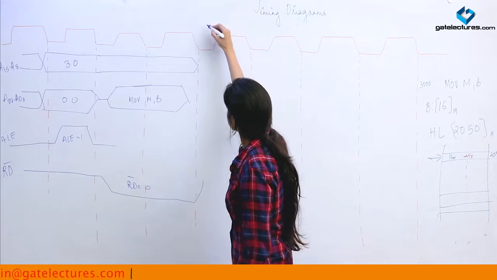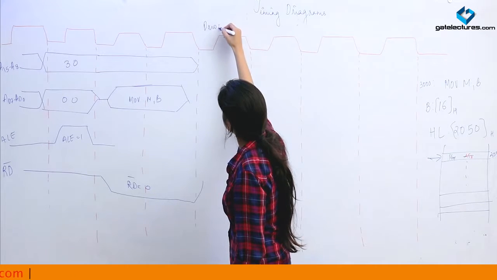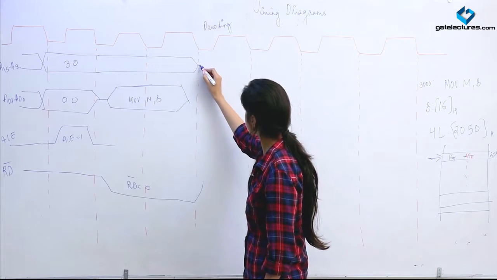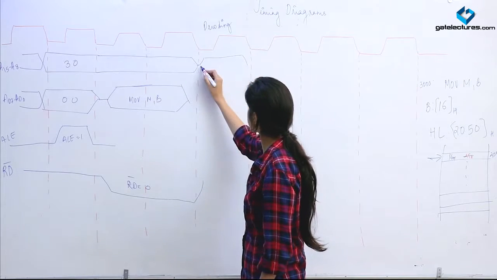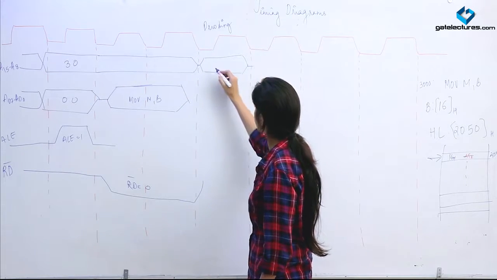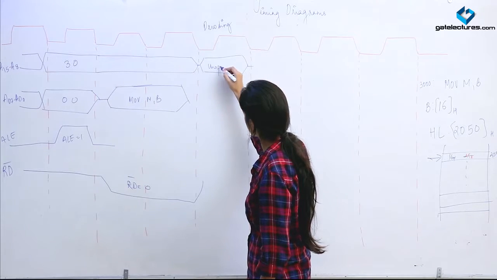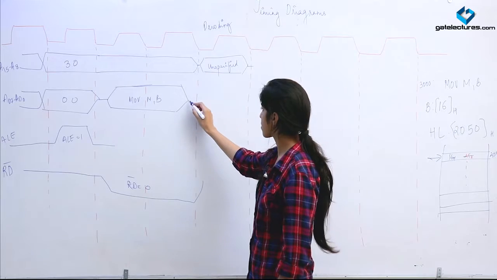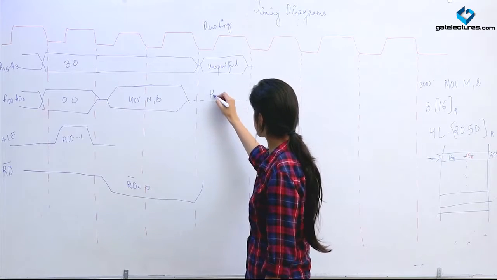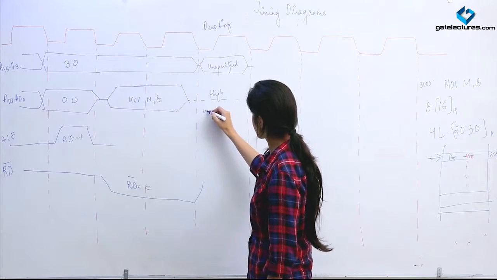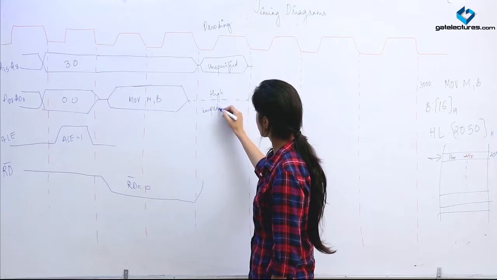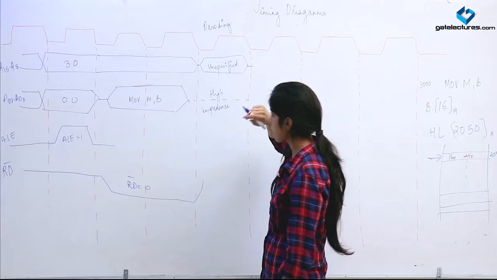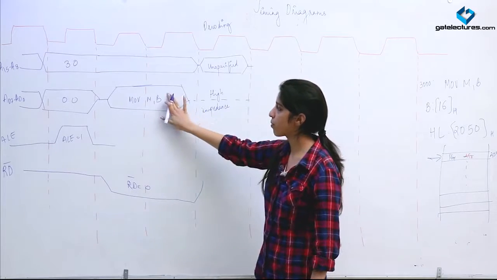The next cycle is going to be decoding. When decoding happens, the contents of this bus are unspecified, and this multiplexed bus is made high impedance so that the contents of the data bus do not change. So now we have already got MOV M, B in the processor.